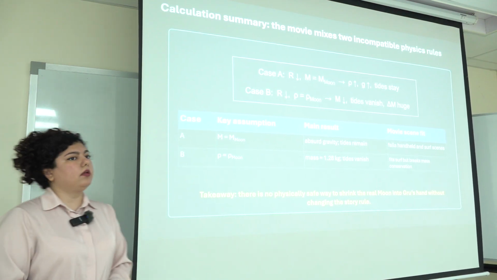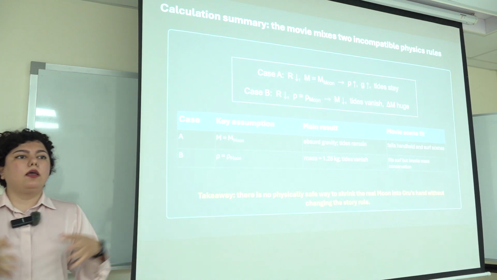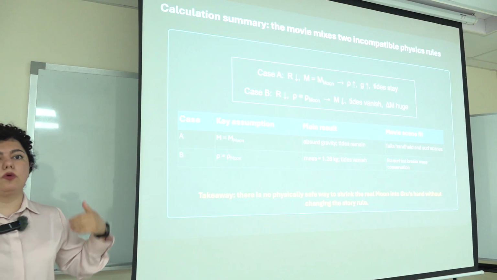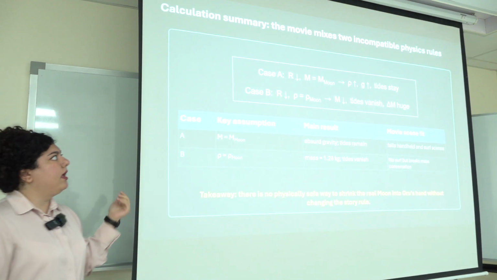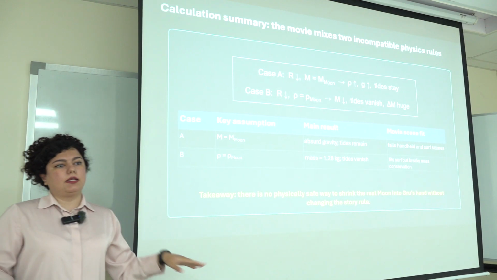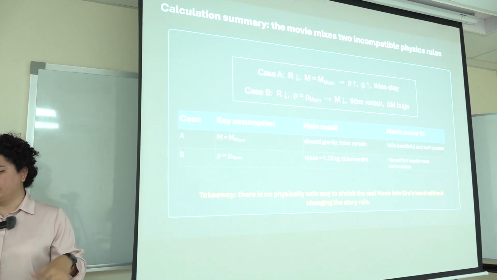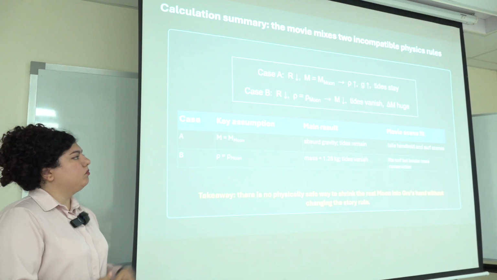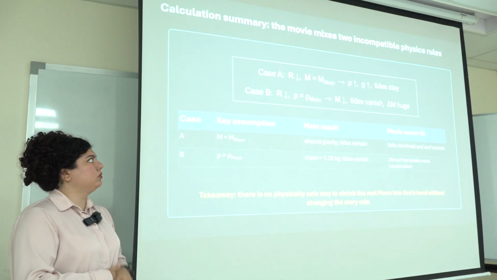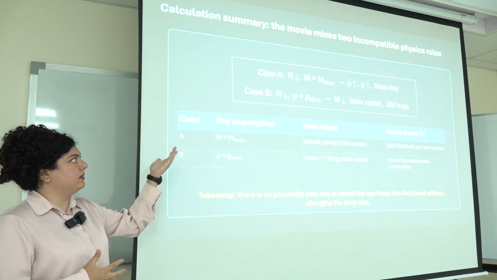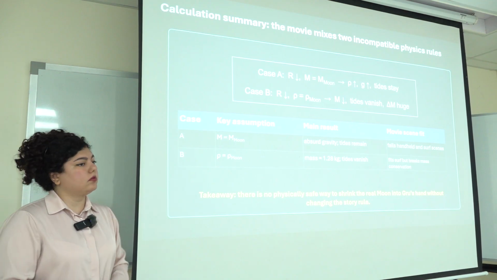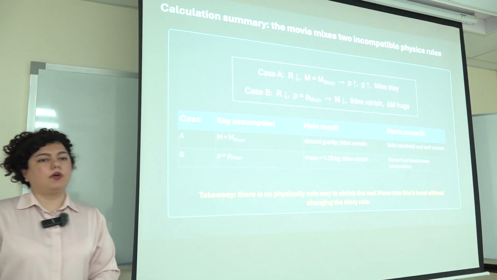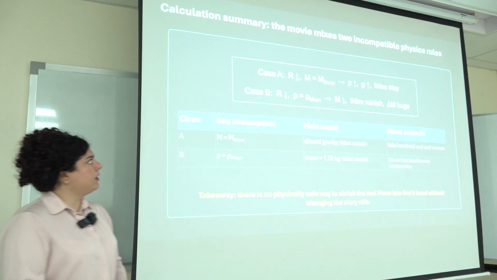In case A, only the radius is going to shrink and the mass is the same, so the density is going to be high and gravity is going to be high, but the tidal effects stay the same as the current way that we have. And in case B, both mass and radius are going to shrink, so the density doesn't change, but the mass is going to be very, very low, about 1.28 kilograms.